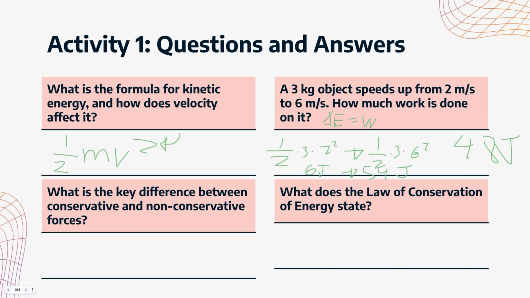You can kind of think of it as conservative forces keep the energy in a system while non-conservative forces take energy out of the system. If you think of a car rubbing its tires against the road, that causes friction, and friction takes energy out of the system. So friction is a non-conservative force. That's how you can think of it. That works, actually. What does the law of conservation of energy state? It's kind of in the name. Energy is always conserved. Energy cannot be created or destroyed. It's always just changing between different forms of energy. It'll never be destroyed.